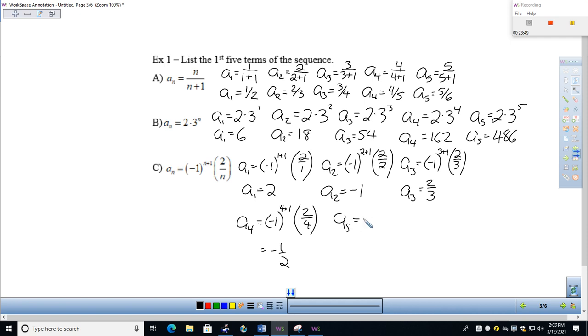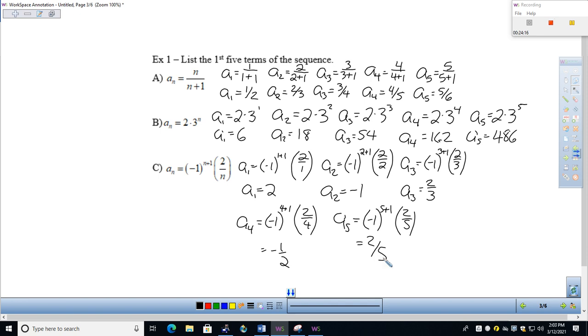I think you could probably see what's happening here and how we'll use this -1 thing in just a little bit. So a sub 5, I've got -1 to the 5 plus 1 and 2 over 5. As long as I know what my particular input is, I replace that number into n and calculate the answer. -1 to the 6th is just 1, so it looks like we get 2/5.